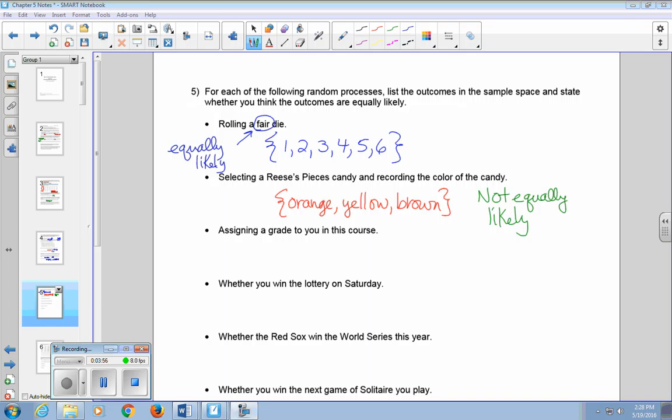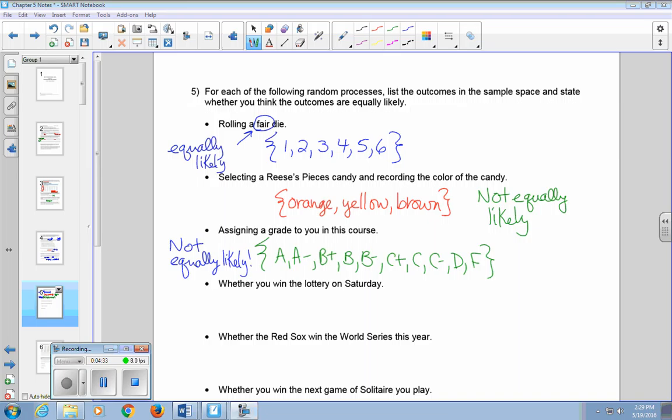And assigning a grade to you in this course, our sample space are the letter grades A, A-, B+, B, B-, C+, C, C-, D, and F. Hopefully you agree that these are not equally likely, that you have control over this. If they were equally likely, you can imagine your instructor flipping a coin or tossing these down the steps and basing your grade on where they land. All right, that's not what we do. So we'll have to agree that these are not equally likely.